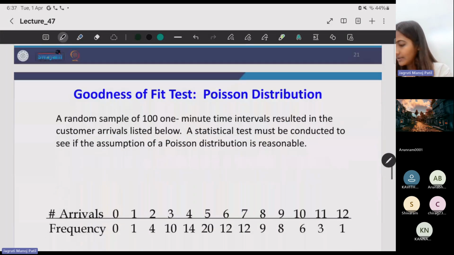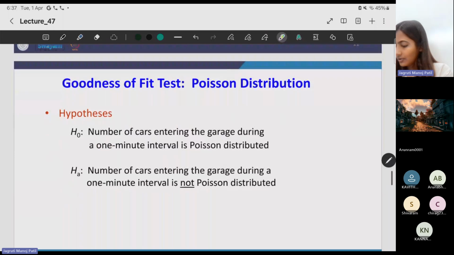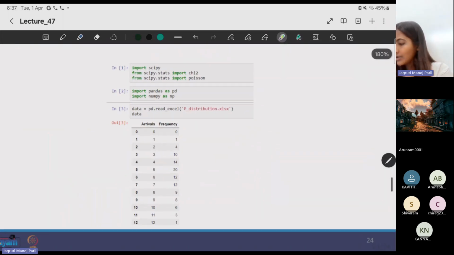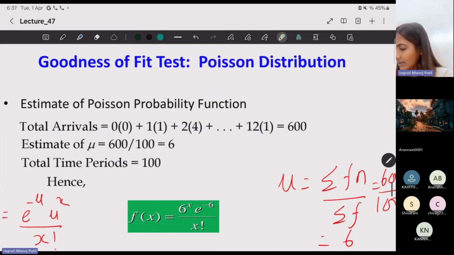Then this is your example. This is also an example. So what you have over here is the number of arrivals with respect to the frequency counts that have already been given to you. So you write it into a table here. They have fed it into Python. So you read the final metrics.